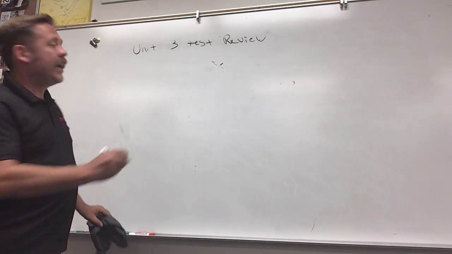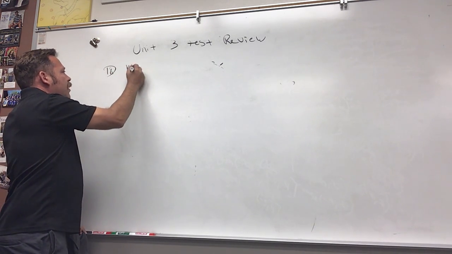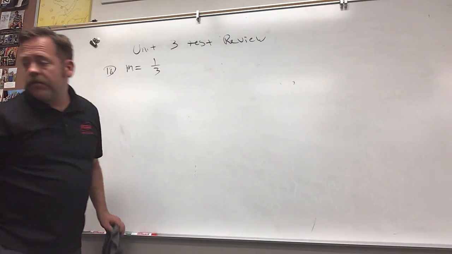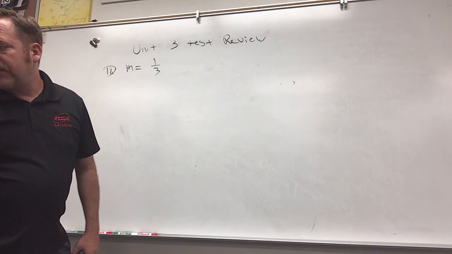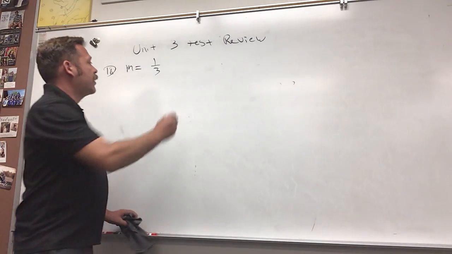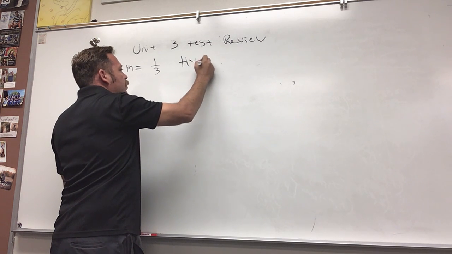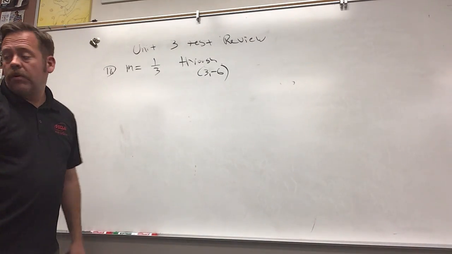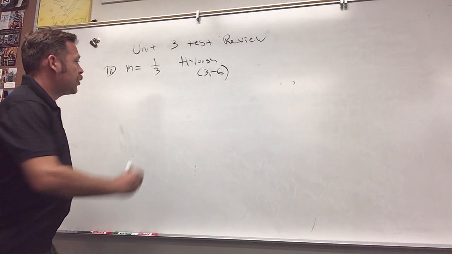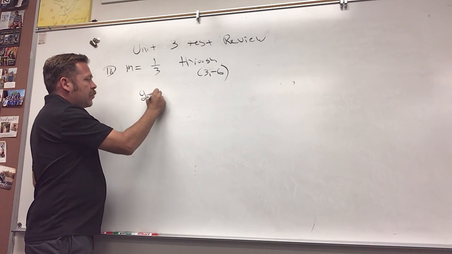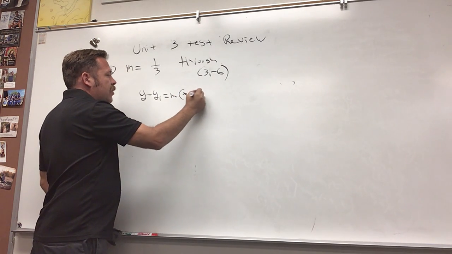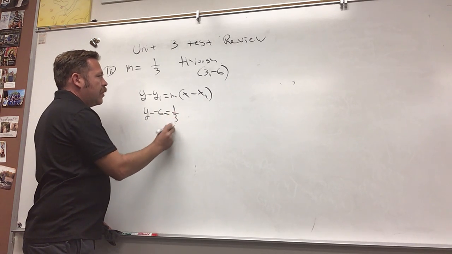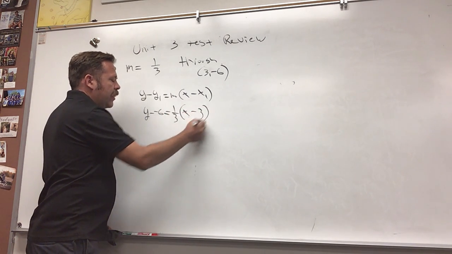Okay, so 18, it says m equals 1/3. And then we have to write an equation of a line that goes through the point (3, -6). All right, so we have a point and a slope. We're going to have to use point-slope form. Remember, that's y minus y1 equals m times x minus x1. So we're going to go y minus -6 equals 1/3 times x minus 3, right?